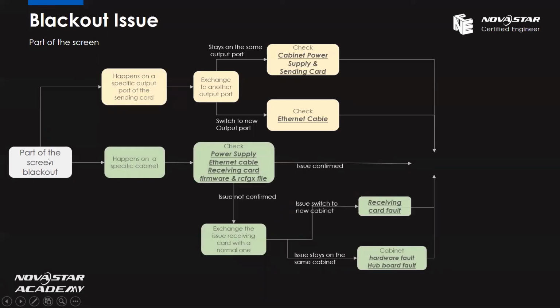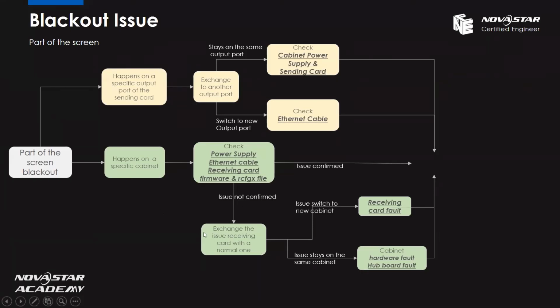Okay, and for the second situation, if part of the screen blackout issue happens on a specific cabinet, we need to check the power supply, the Ethernet cable, receiving card, and the firmware program file, RCFGX file. If all these issues are confirmed, then we can get the solution. If the issues are not confirmed, then we need to exchange the issue receiving card with a normal one.